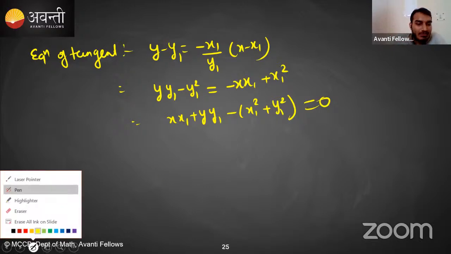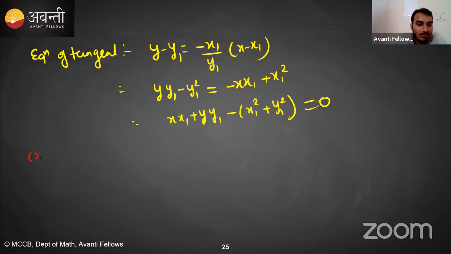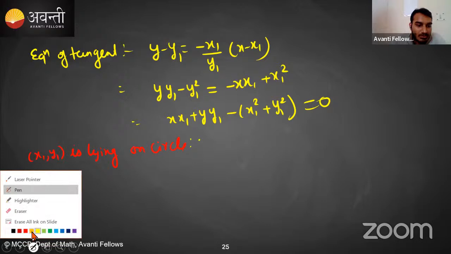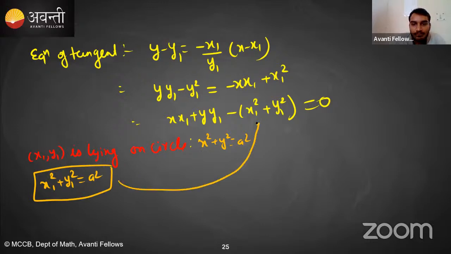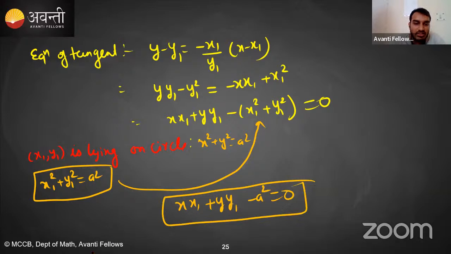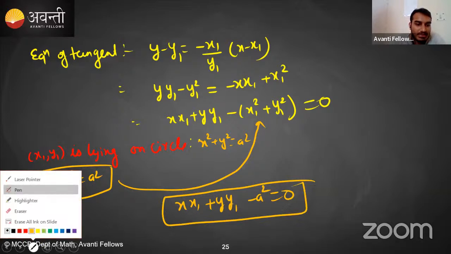But everybody knows that (x1, y1) is lying on the circle, so it should satisfy the equation of the circle also, right? On the circle, x² + y² = a². So it implies x1² + y1² should be equal to a². Yes or no? So substitute this value here. What you will get? x·x1 + y·y1 − a² = 0. So this is the equation of the tangent. Is that clear, everyone?